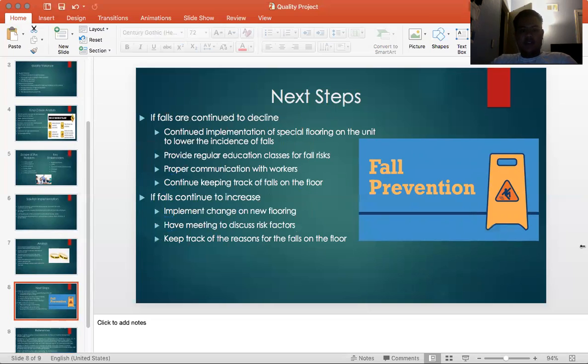So our next steps. If falls continue to decline, we want to continue implementation of the special flooring on the unit to lower the incidence of falls. We want to provide regular education classes for fall risk patients, proper communication with workers, and continue keeping track of falls on the floor. If falls continue to increase, we want to implement a change on the new flooring, have meetings to discuss the many different risk factors, and keep track of the reasons for the falls on the floor. So the main thing is we want to prevent falls in the hospital.